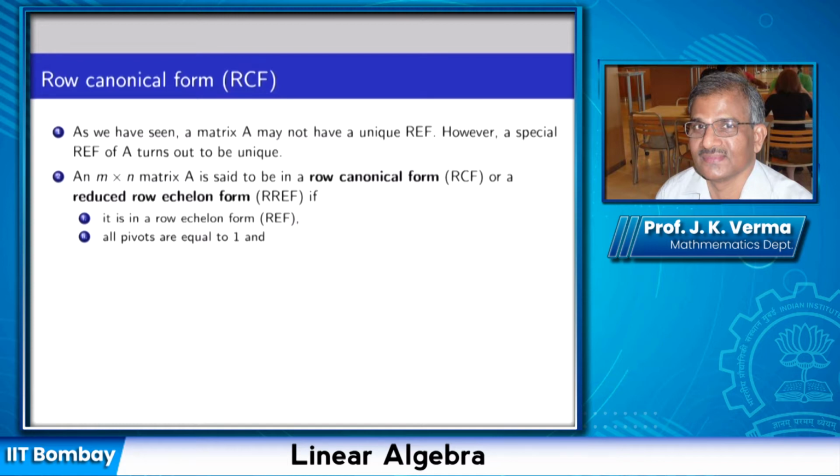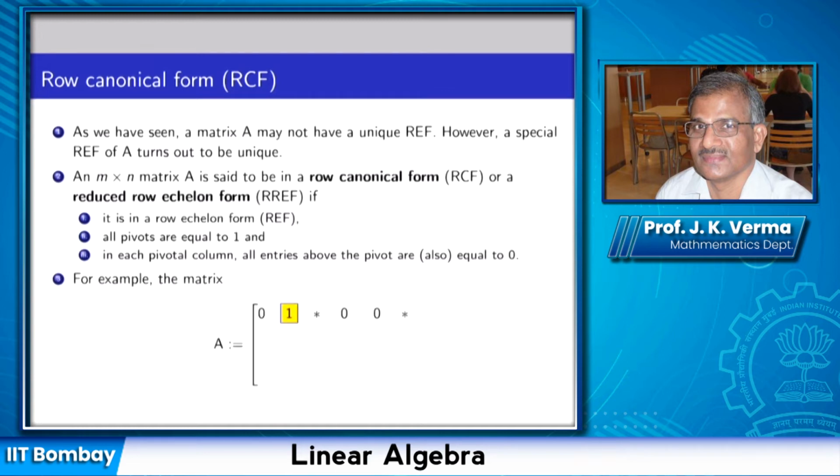The second condition we are imposing on a matrix in row echelon form is that in each pivotal column, all entries above the pivots are also equal to 0. All entries below the pivot are already equal to 0 if the matrix is in row echelon form. But now we are saying that all the entries above a pivot are also equal to 0. So when these conditions are satisfied, we say a given matrix is in row canonical form.